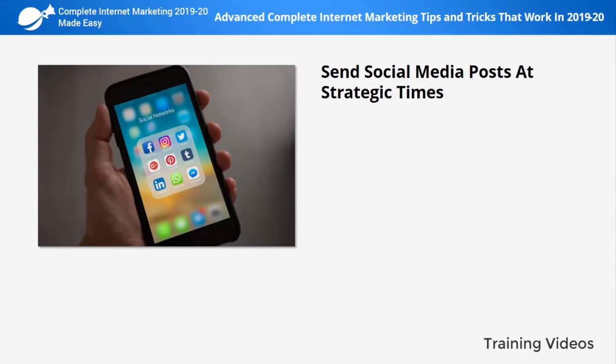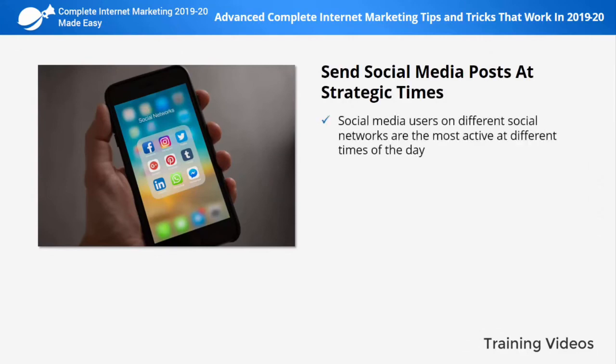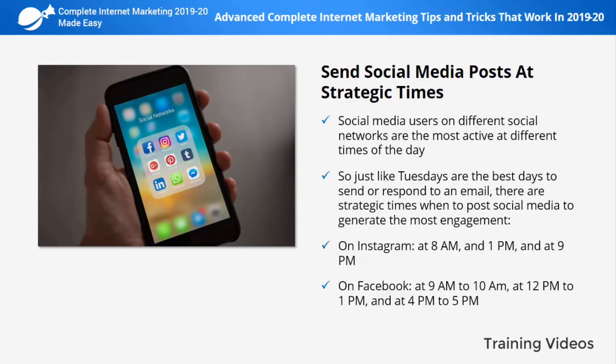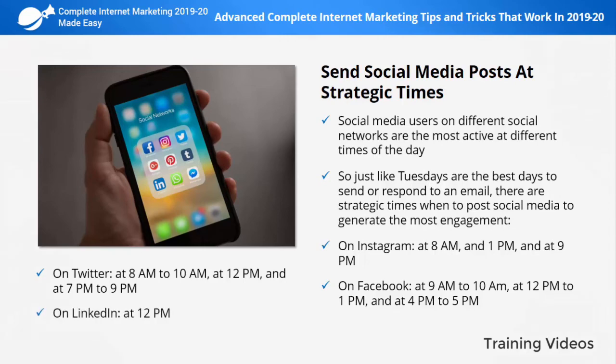Send social media posts at strategic times. Social media users on different social networks are the most active at different times of the day. So what becomes popular on Twitter at night might not make much noise on Facebook at the same time. So just like Tuesdays are the best days to send or respond to an email, there are strategic times when to post social media to generate the most engagement. On Instagram at 8 a.m. and 1 p.m. and at 9 p.m. On Facebook at 9 a.m. to 10 a.m., at 12 p.m. to 1 p.m., and at 4 p.m. to 5 p.m. On Twitter at 8 a.m. to 10 a.m., at 12 p.m., and at 7 p.m. to 9 p.m. On LinkedIn at 12 p.m.